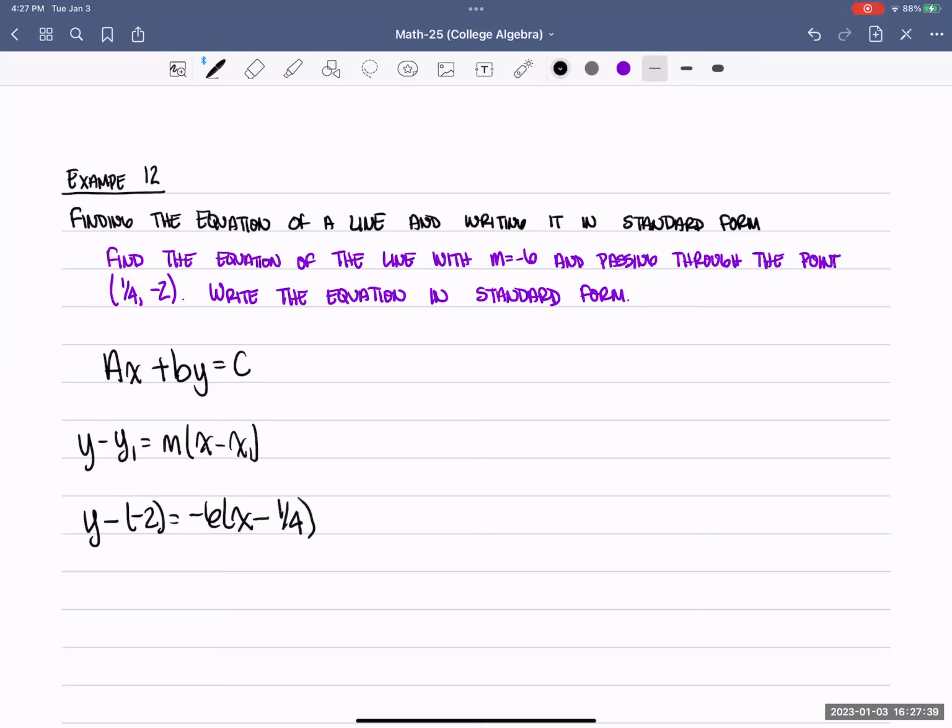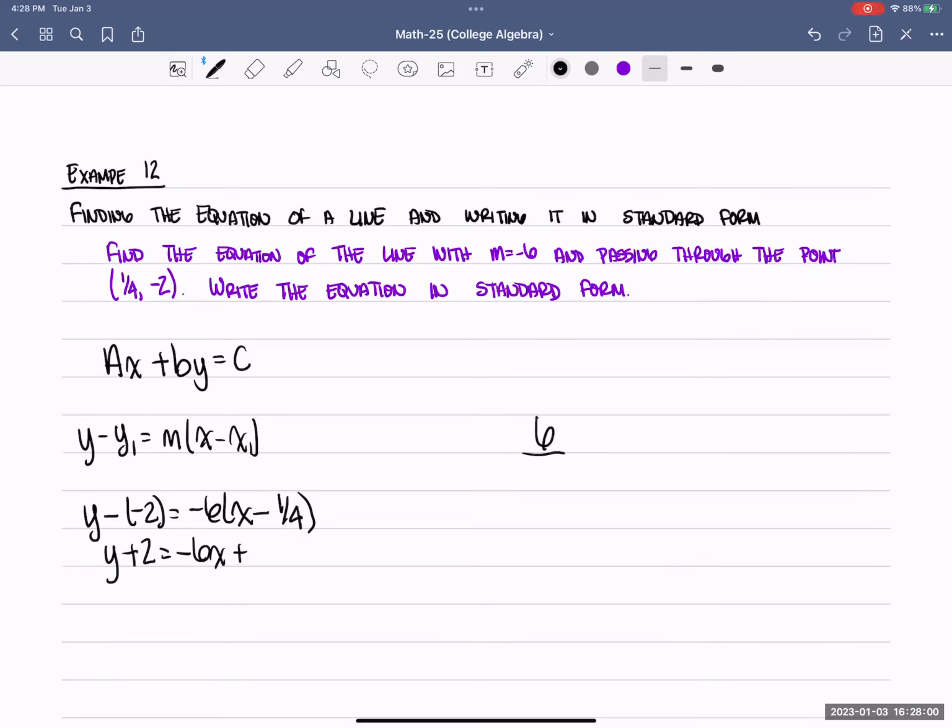All right, and now from here, let's distribute. So we have y plus 2 is equal to, let's distribute that -6 through, -6x. Negative times negative is going to be a positive, and then we have 6/4. We see that both top and bottom are divisible by 2, so this ends up reducing to 3/2.